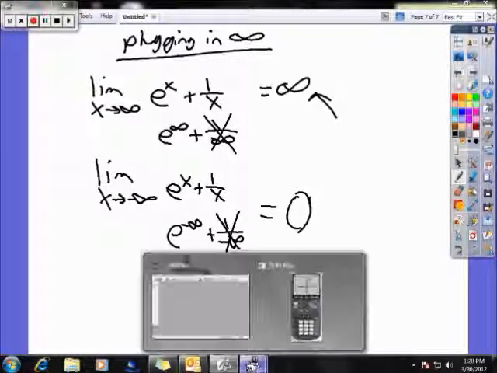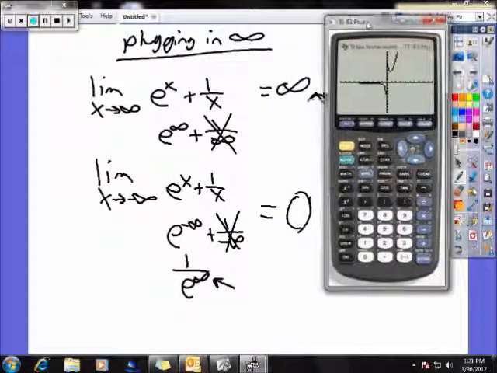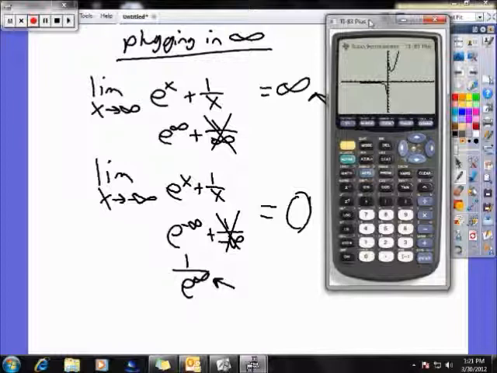Alright? As we go to the left, pull this over here. As we go to the left, look what happens. This thing approaches 0, right? That's our 0 down here as x approaches negative infinity. So it can really make it a lot more clear if you look at a graph or something, okay? But I do want you to practice this idea of plugging in the infinity. Is there a horizontal asymptote here? I'm sorry, is there a vertical asymptote? There's a vertical asymptote at 0. Because from the left it's going down and from the right it's going up. Okay? So there is a vertical asymptote at 0 here.